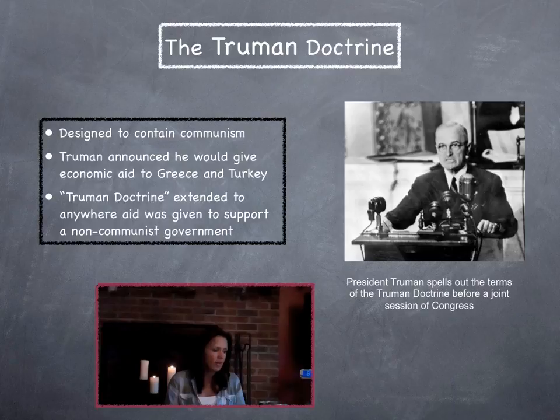The Truman Doctrine will ultimately be extended to go anywhere where aid was needed in order to support non-communist governments. So basically, what the Truman Doctrine does is it says that the United States will use monetary means to ensure that any country that is threatened by Soviet influence, in other words, that has the potential to fall to communism and to fall under the Soviet sphere of influence, we're going to give money in order to ensure that that doesn't happen.